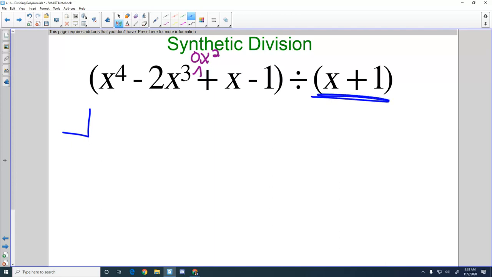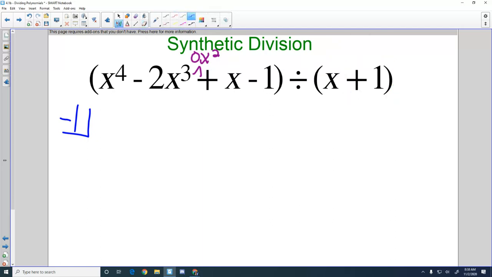Look at your divisor. Specifically, look at whatever's being added or subtracted from the x. You're going to take that number and flip its sign and put it in that half box. Essentially, the number in the half box is whatever value you could plug in for x to make this a 0, right? So what number plus 1 equals 0? Would that be a negative 1? That's why we're flipping the sign, okay? That's why I'm putting a negative 1 there. We're looking for something called the zeros of this function, essentially.